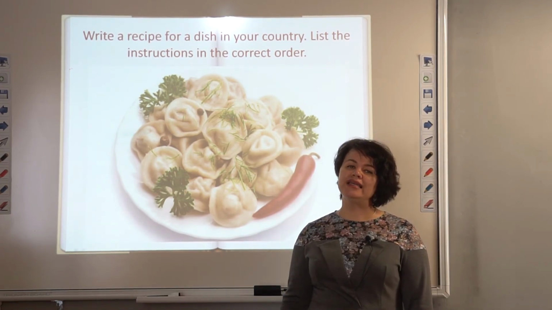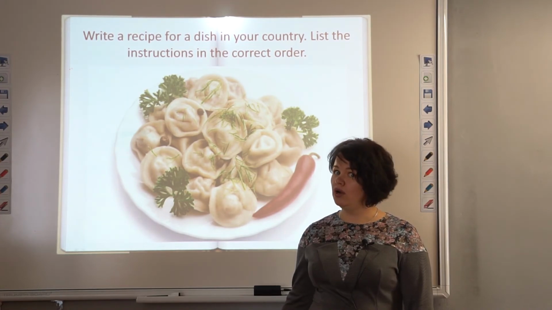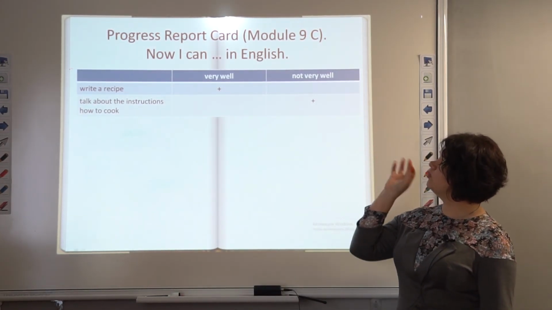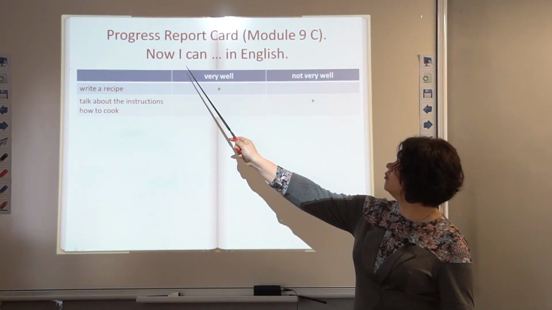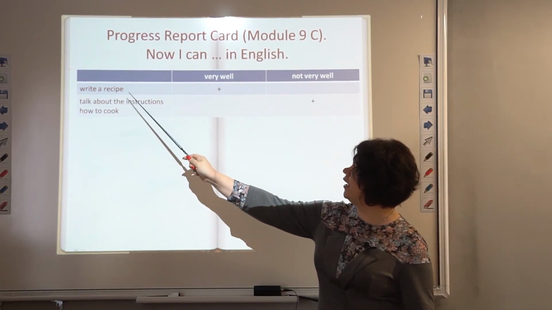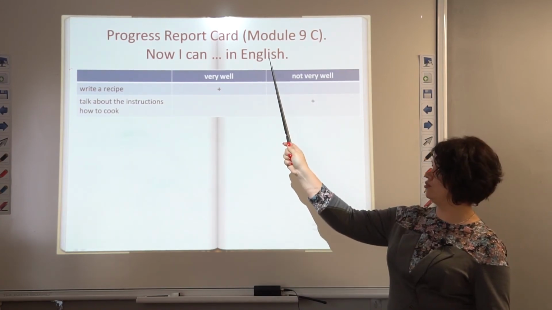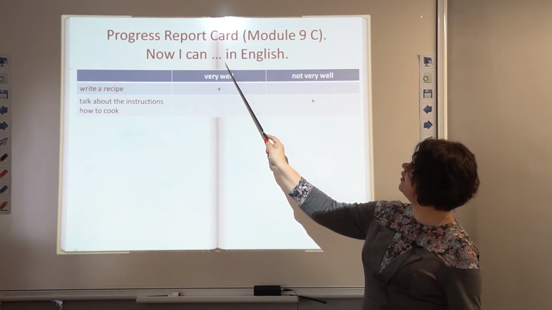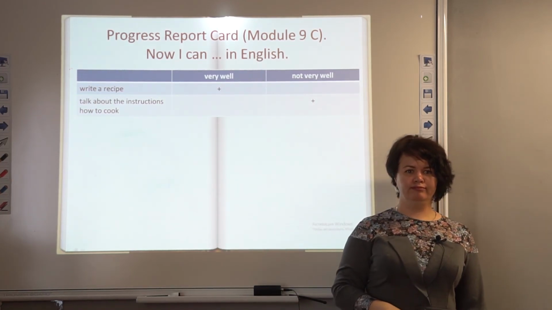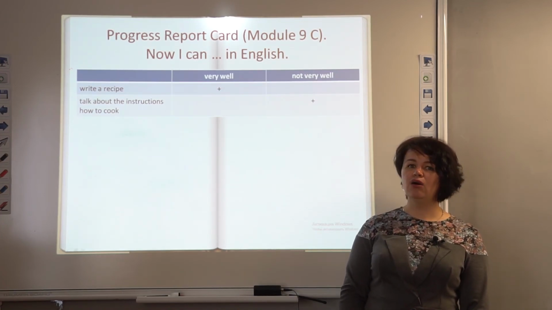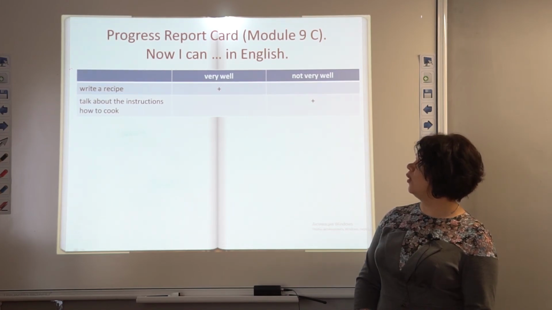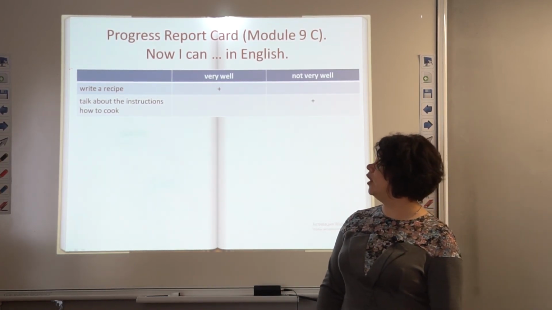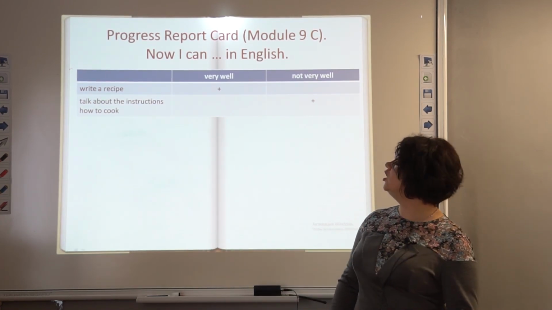Then our lesson is coming to an end. That's why we should draw a conclusion. Now complete this progress report card and complete the sentence. Now I can write a recipe very well or not very well in English. Or now I can talk about the instructions how to cook very well or not very well in English. Now I'm sure that you can write a recipe of apple muffins in English very well, and you can talk about the instructions how to cook apple muffins in English very well.